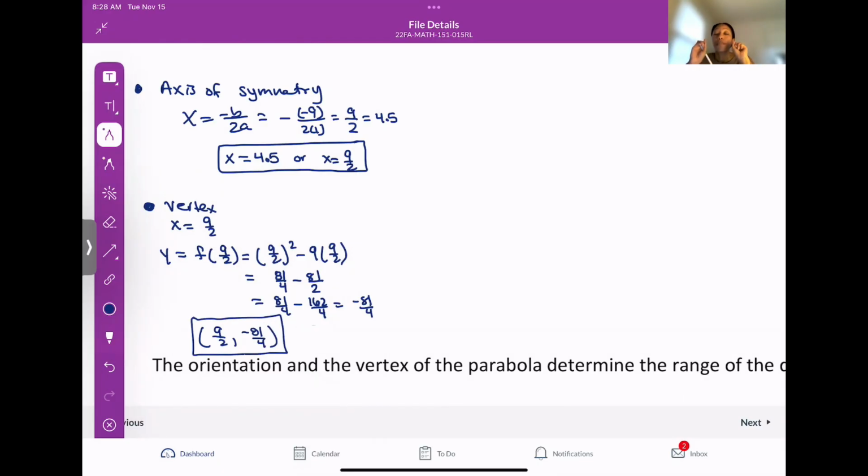Fun stuff. So you compute negative b over 2a, x equals that number is your vertex, is your axis of symmetry. That also tells us what x equals for the vertex, and then you plug that number into the function to find y.